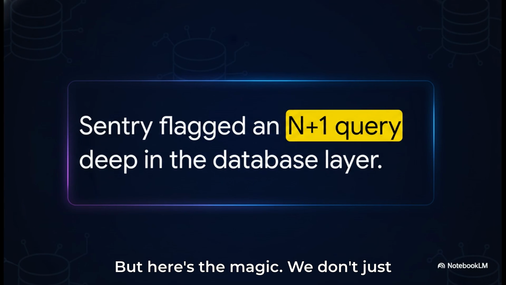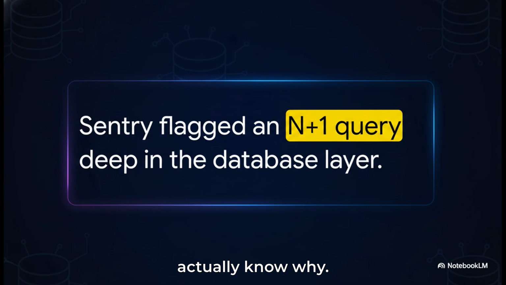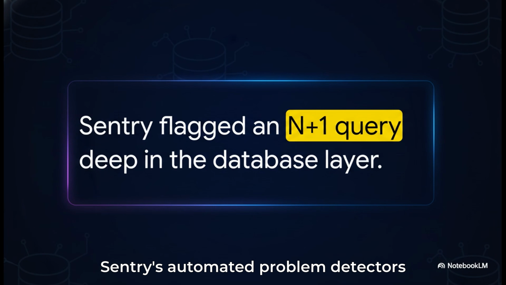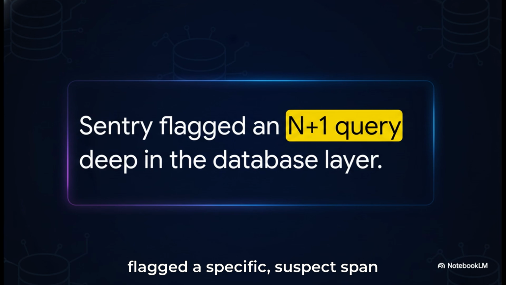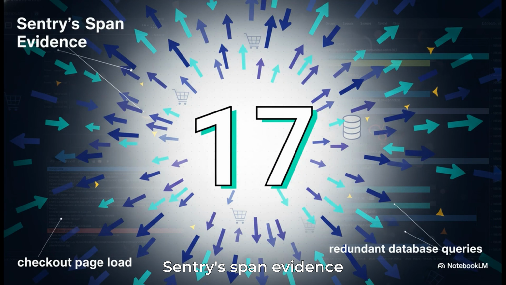But here's the magic. We don't just know it's slow, we actually know why. Sentry's automated problem detectors flagged a specific suspect span deep down in the database layer. The culprit? An N+1 database query. Sentry span evidence lays it all out perfectly. 17. A single checkout page load triggered 17 identical, redundant database queries fetching data sequentially. So instead of just asking the database for all the cart items at once, the code was looping, asking the database over and over and over again.